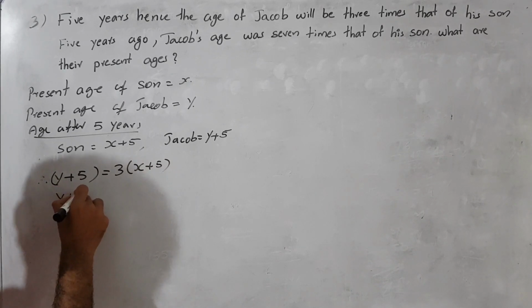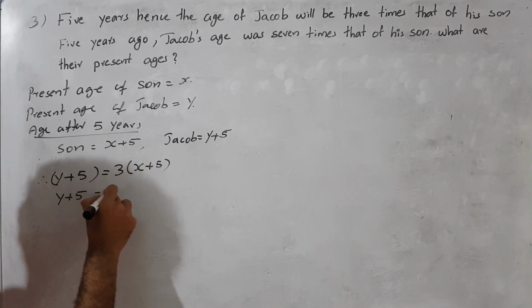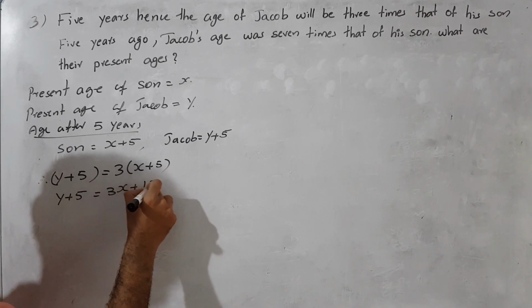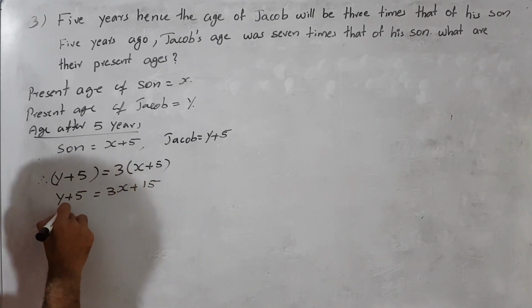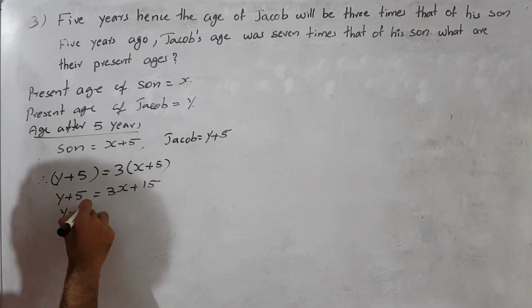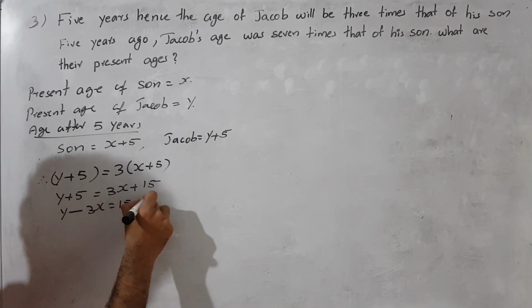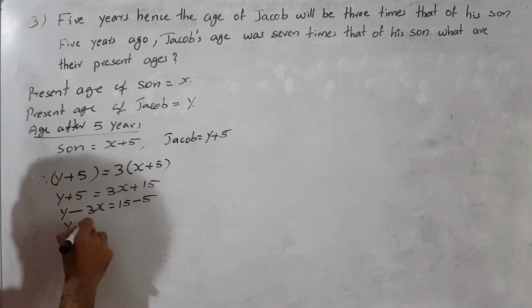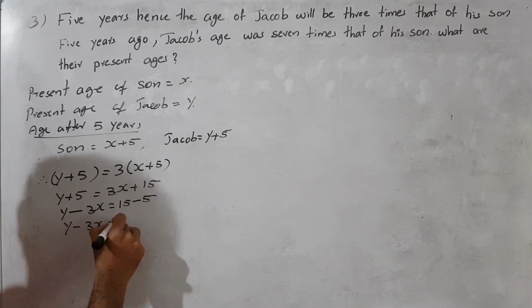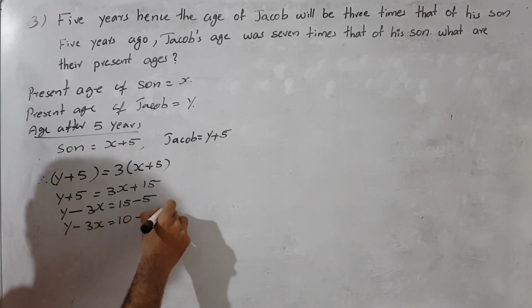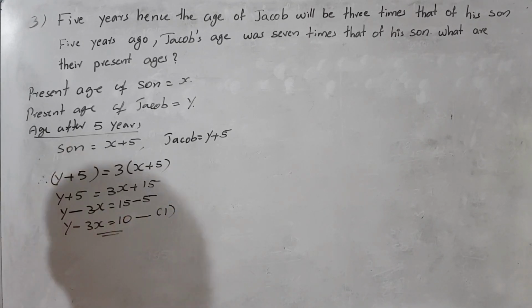Then y plus 5 is equal to, expanding the bracket, 3x plus 15. So, y minus 3x is equal to 15 minus 5. So y minus 3x is equal to 10. That is equation 1. Okay. So what is the next?